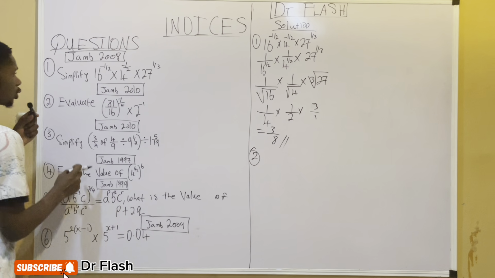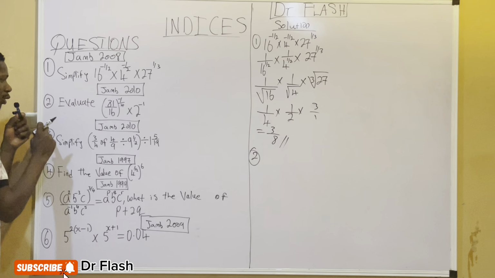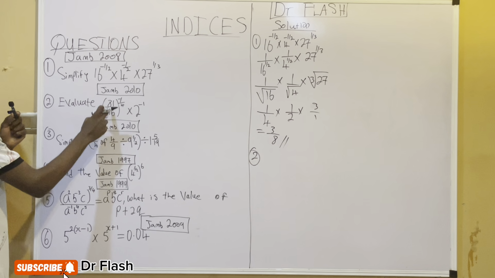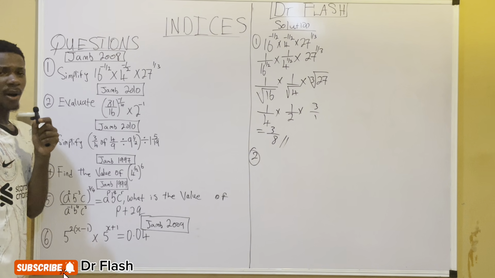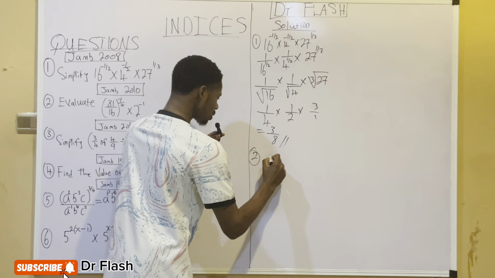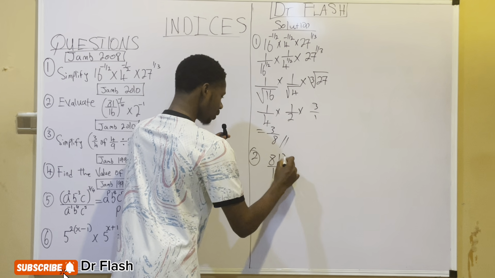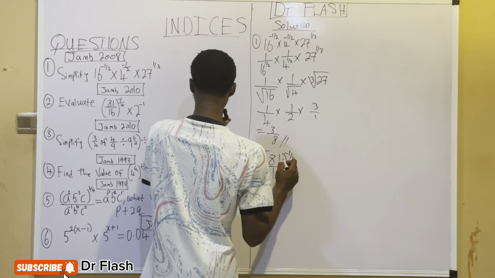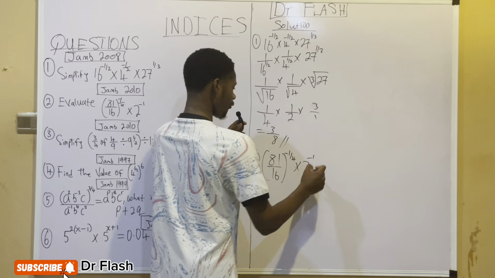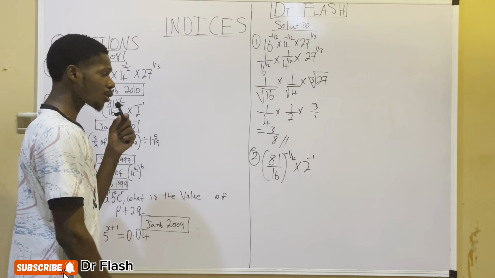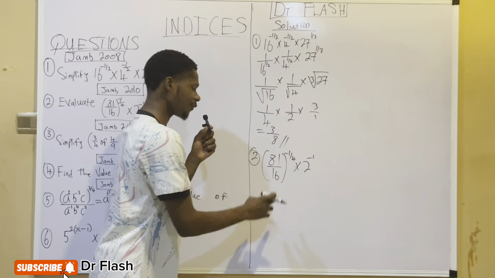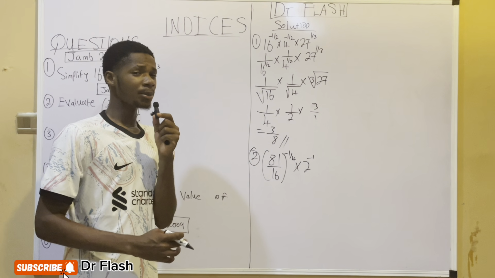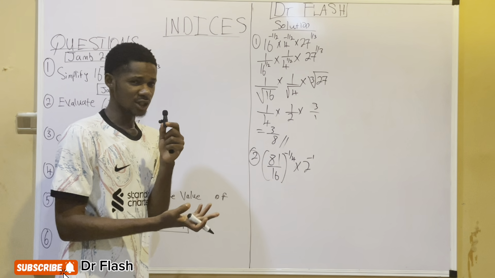Now, for question 2, which was asked in JAM 2010, the question says, evaluate 81 over 16 all raised to the power minus 1 over 4 times 2 to the power of minus 1. This is the question. Now, what are we going to do here? We are going to simplify this problem. To simplify this problem, we're still going to apply the laws of indices, which is why we're having these problems.